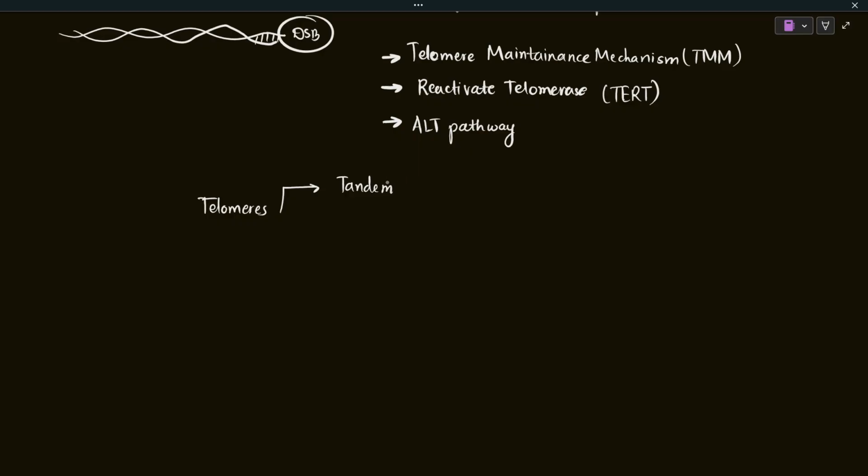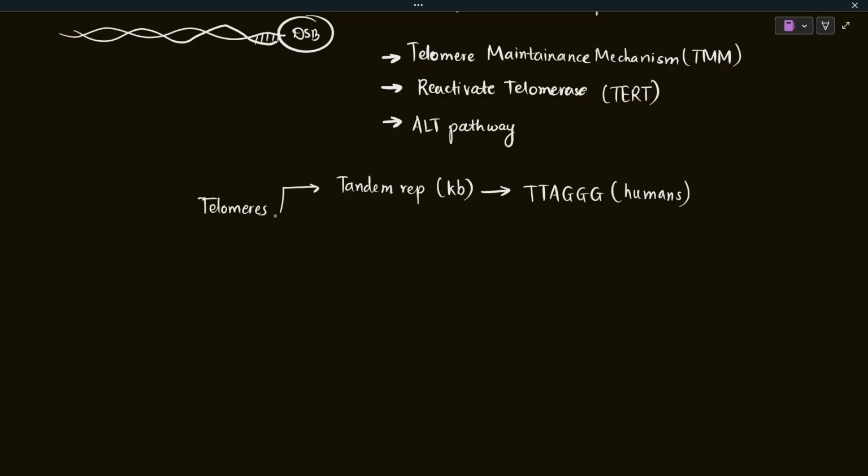Okay, so this is a repetitive sequence found in DNA, which extends a few kb. The size of these repeats is a few kb. The sequence of these tandem repeats is different in different individuals. In humans, it is TTAGGG. This is the sequence of tandem repeats found at the telomeres in humans.